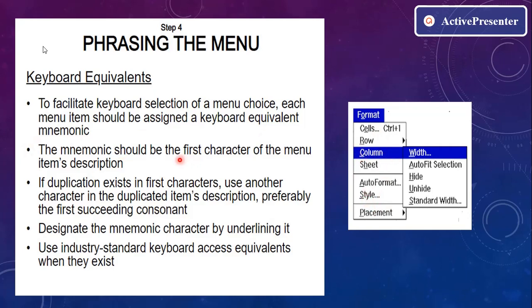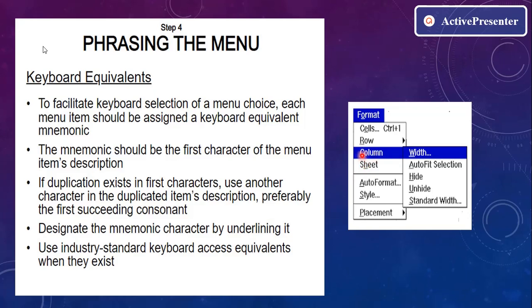So the mnemonic should always be the first letter of the menu item's description. Usually when you are choosing a menu, mnemonic in the sense that for the word column you have a mnemonic C. C is the mnemonic that is selected and it's underlined. Always remember that it should be the first letter. Sometimes it may not be the first letter.